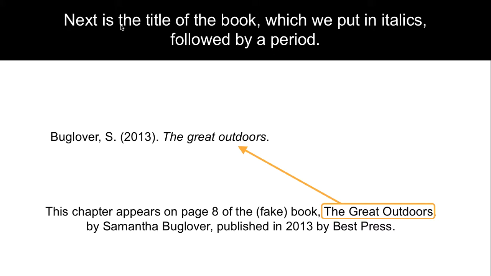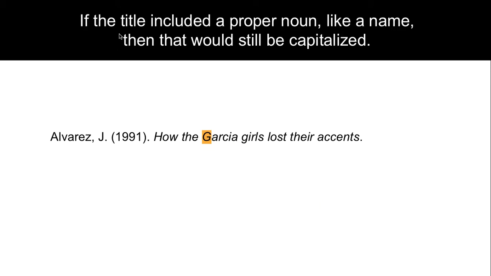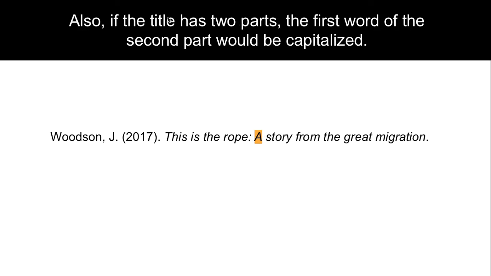And then next is the title of the book, which we put in italics, followed by a period. The Great Outdoors, period. Notice that only the first word of the title is capitalized. If the title of the book included a proper noun like a name, then that would still be capitalized. Also, if the title has two parts, the first word of the second part would be capitalized.